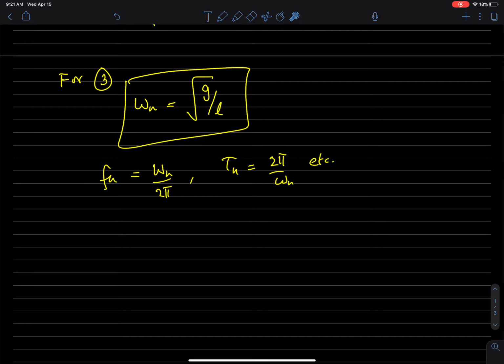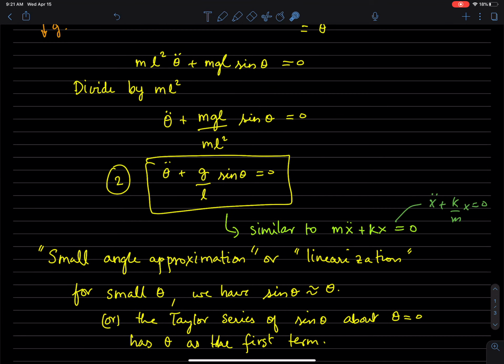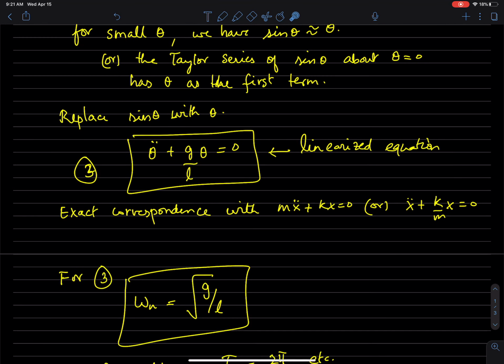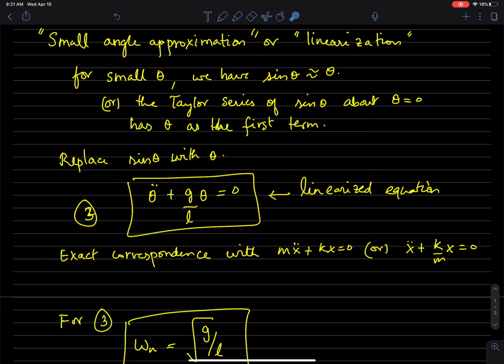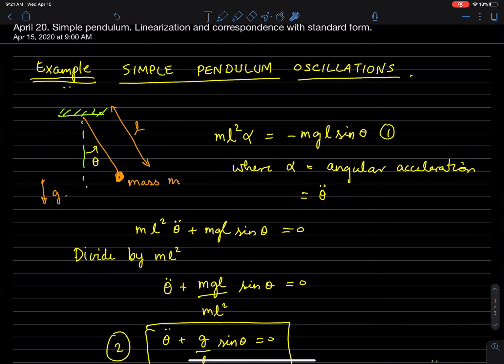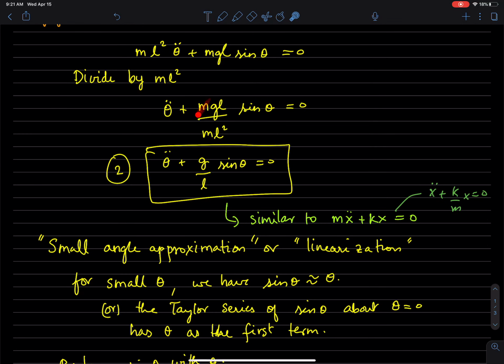But this is the key relationship that we get for the simple pendulum, where the angular frequency is dependent on the length of the pendulum and the gravitational constant. It's inversely proportional to the square root of the length of the pendulum, so if you make the length shorter, the frequency increases. Shorter pendula oscillate faster. And more importantly, it is independent of the mass of the pendulum, because the mass gets cancelled.